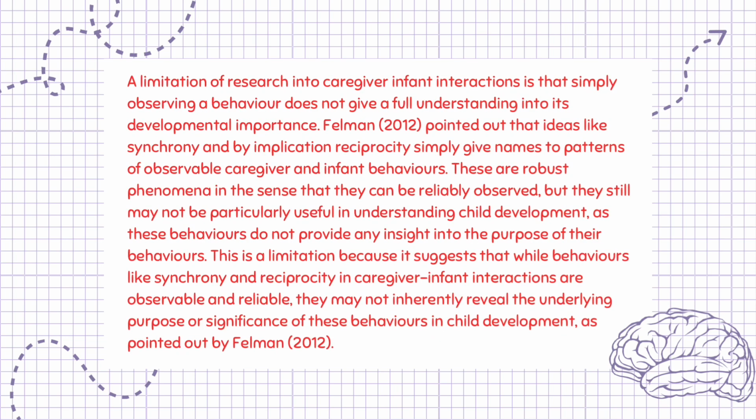A limitation of research into caregiver-infant interactions is that simply observing a behavior does not give a full understanding into its developmental importance. Fellman, 2012, pointed out that ideas like synchrony and by implication reciprocity simply give names to patterns of observable caregiver and infant behaviors. These are robust phenomena in the sense that they can be reliably observed, but they still may not be particularly useful in understanding child development, as these behaviors do not provide any insight into the purpose of their behaviors.